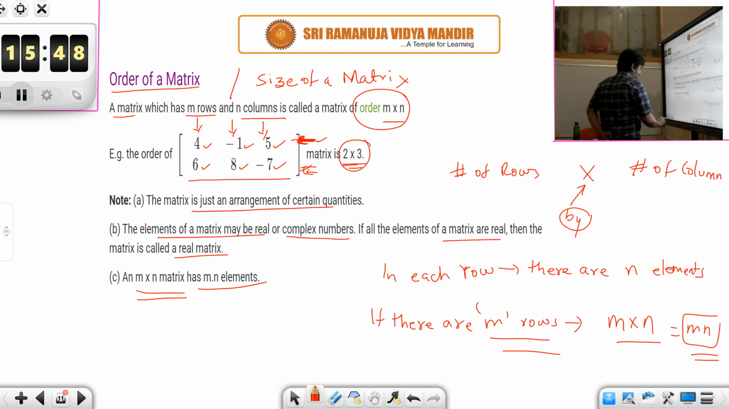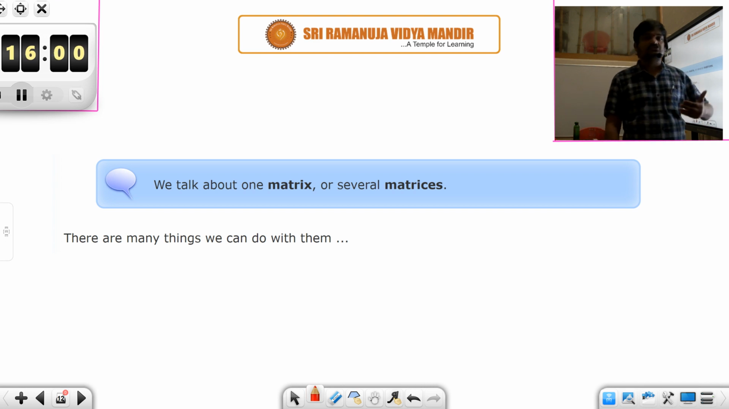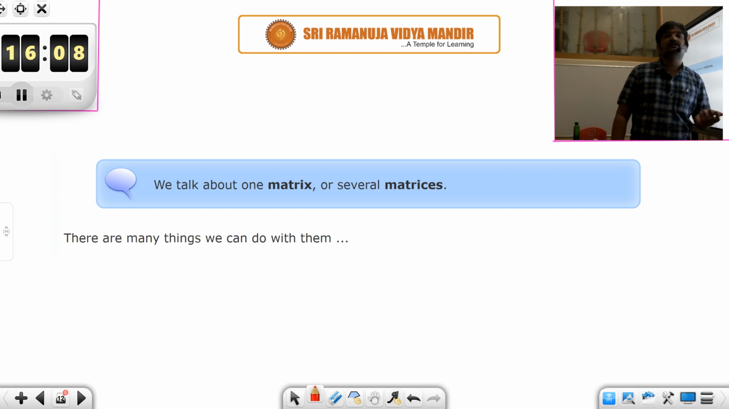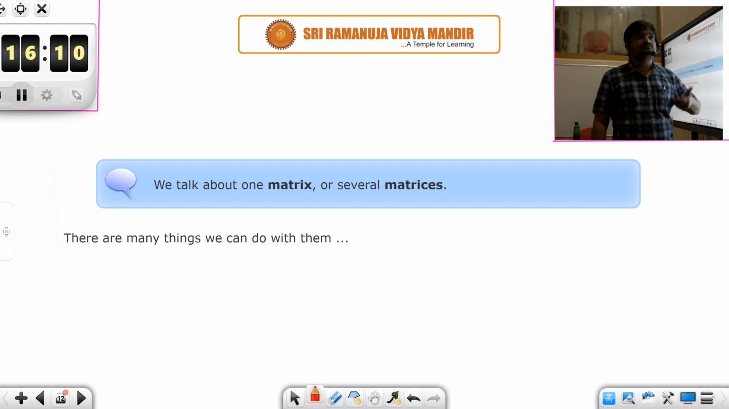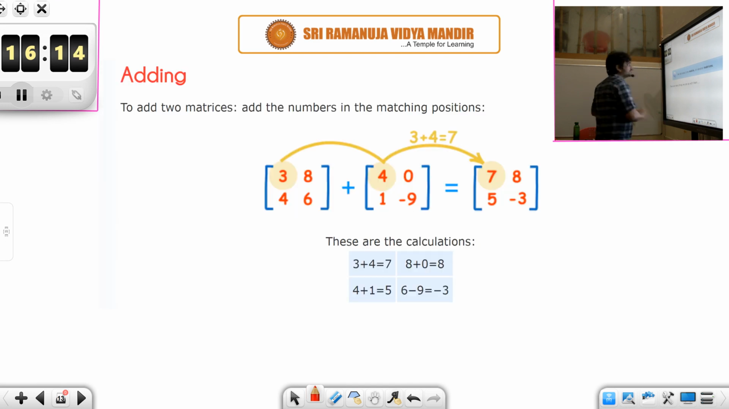And then, so just now we talked about one matrix. Similarly, we could talk about several matrices as well. There are many things we can do with them, especially the way we have performed algebraic operations on numbers like addition, subtraction, multiplication, division. Similarly, we could do many operations on matrices as well. What are the operations which we could perform on matrices? Let's look at those in detail.